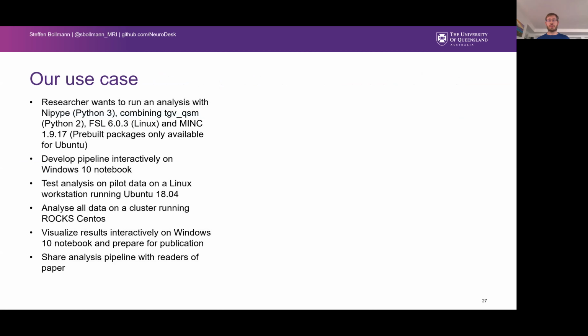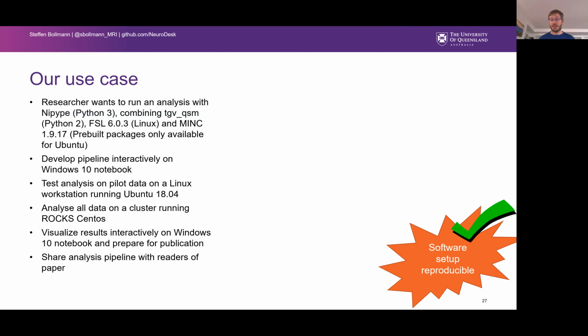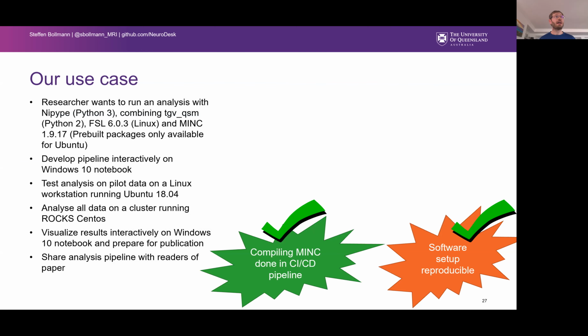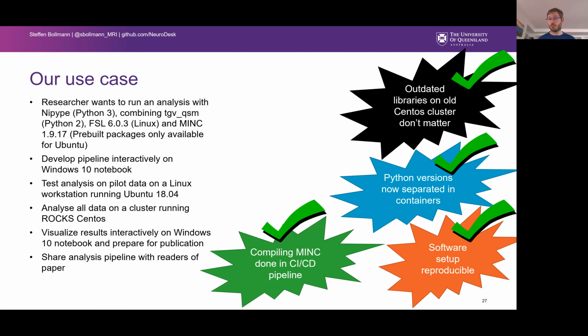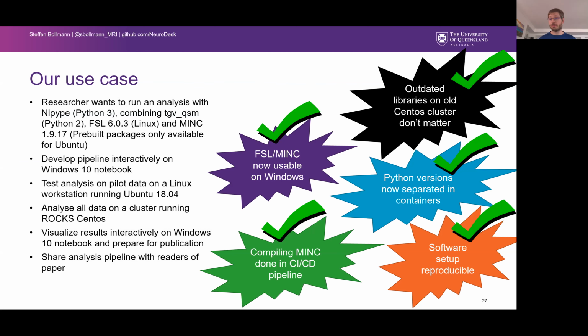So going back to our use case, we have now solved a lot of problems. Our software is now completely reproducible. It's running in containers. We can run these containers on any system that has a Linux kernel and supports Singularity. We compile the tools for the users. The users don't have to worry about it. Python versions are now separated in different containers, so they're not conflicting anymore. The outdated libraries on the old CentOS cluster don't matter anymore. We just need Singularity, and then we can run whatever we need to get our software to work. And FSL and Mink are now usable on Windows, which wasn't possible before.